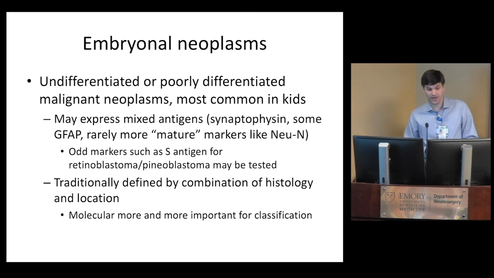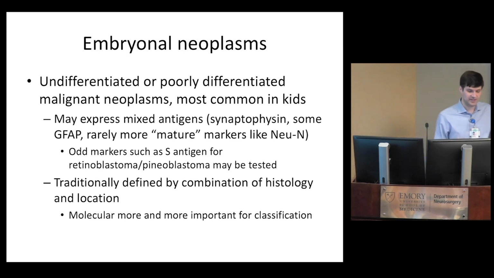They may express a number of different types of antigens. They may show synaptophysin. They may show some GFAP. Rarely they would show markers that we associate with maturity, like NeuN. And then pineoblastomas and retinoblastomas, for instance, will show S-antigen, which is a retinal protein. But in general, we think of these things maybe as having synaptophysin. Sometimes they don't really show much of anything in terms of protein expression that references a line of differentiation.